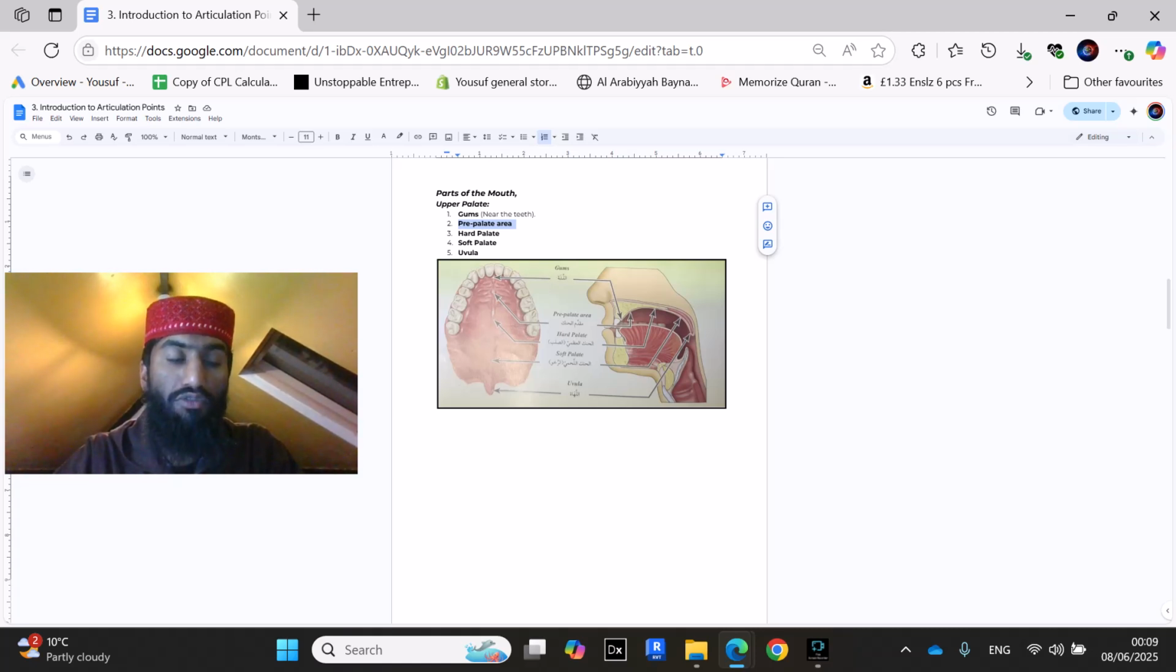This is where it starts raising upwards to the dome, which is the middle of the palate.